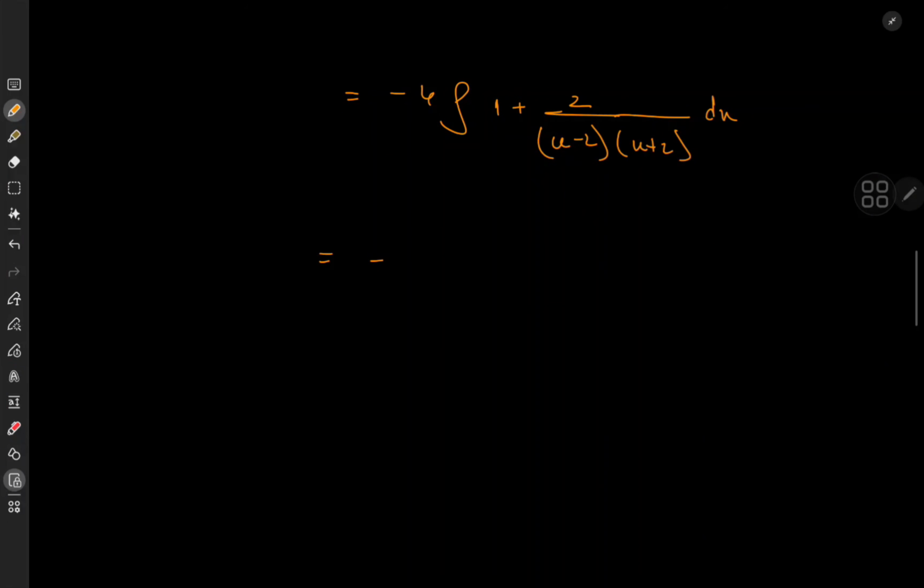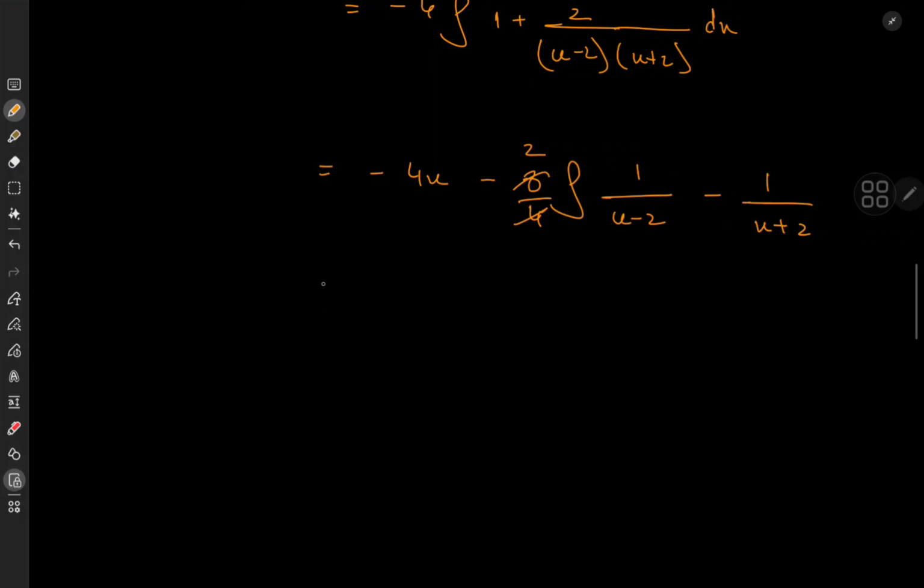Using linearity, the integral of 1 is of course u, so we have negative 4u minus 8 times the integral of something. I mean, we have a u minus 2 there. We should have a negative sign and u plus 2 there so that the u's cancel out, and that gives us a plus 4 up top, right? 2 minus negative 2. I'm going to have to multiply by 1/4 then, right? This is 2, and we have negative 4u minus 2 times the logarithm of u minus 2 minus the logarithm of u plus 2.